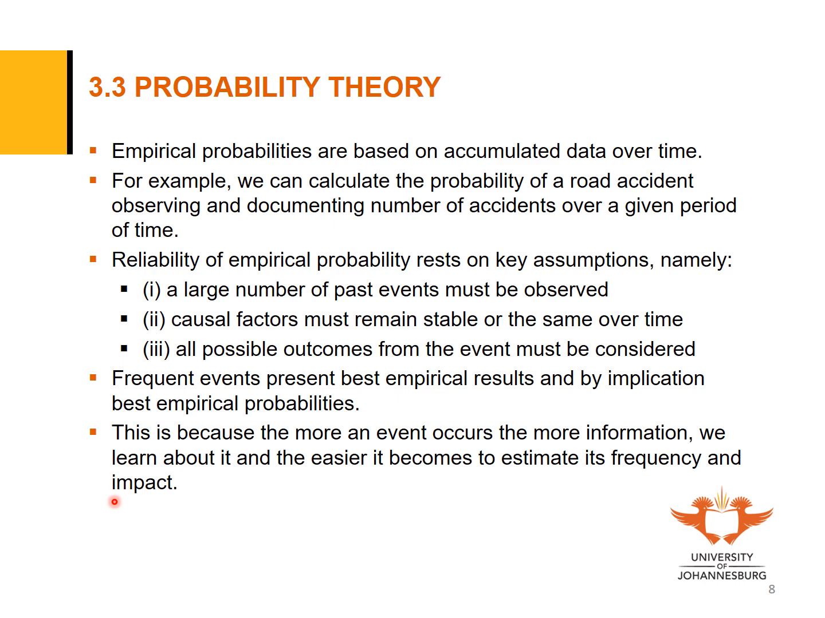And thirdly, all possible outcomes from the event must be considered. So if one is a dominant outcome, you can assign a probability or know what could possibly happen, but you should not negate the other possible outcomes, even if they occurred much fewer times in the period being looked at. So frequent events present the best empirical results, and by implication, the best empirical probabilities. And why is this? Because the more an event occurs, the more information we have, the more we learn about it, the easier it becomes to estimate the impact.